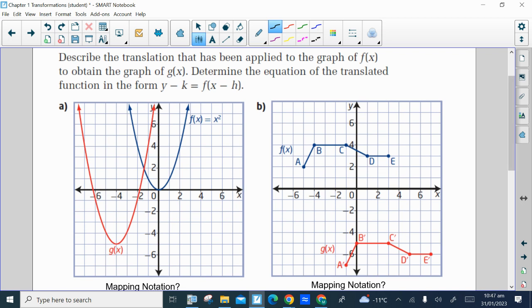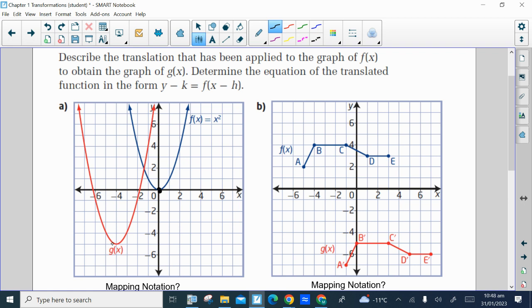And note, it says determine the equation of the translated function in the form y minus k equals f of x minus h. So this tells us that it's only h and k that are going to be changed, because those are the 2 parameters that were given. You need to just look and see what change the graph went through. We'll just take the vertex.